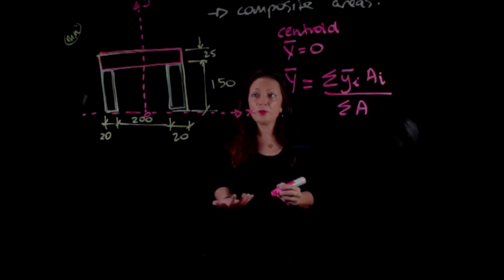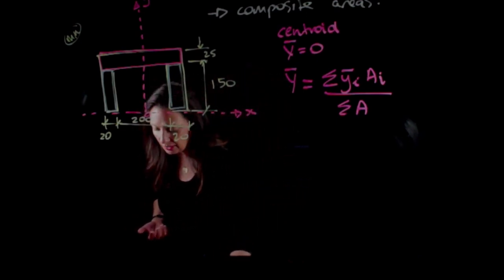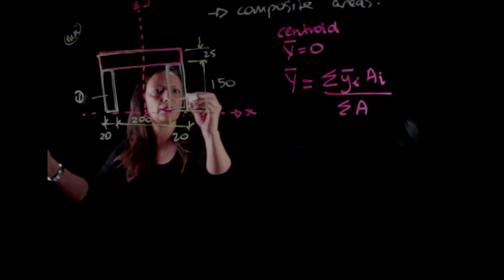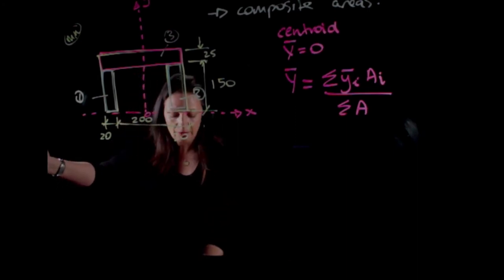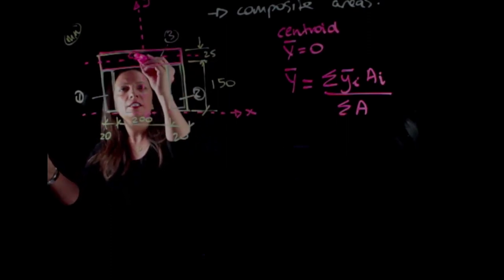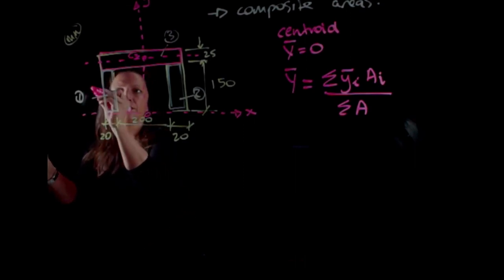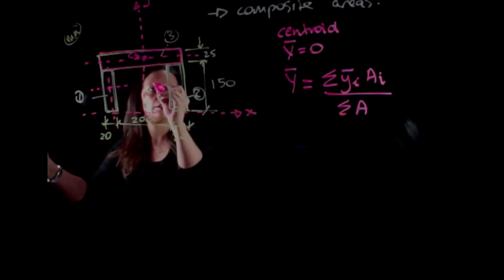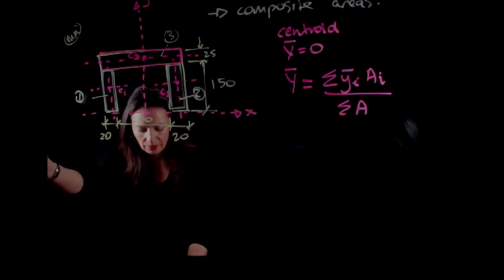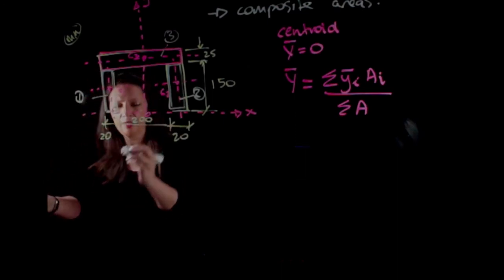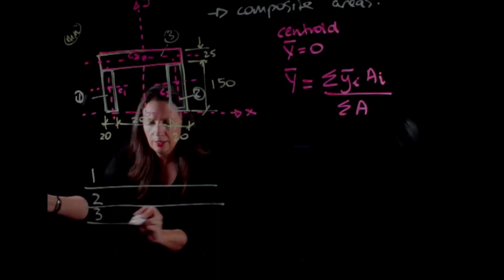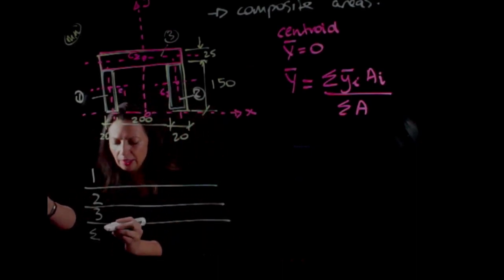And a really simple way to do this is to draw it up in a table. So I need to label this, so we can call this 1, 2, 3. So each rectangle or each area is going to have its own individual centroid center. That's going to be C1, and that's going to be C2. So let's draw a table. I'm going to have three parts, 1, 2, 3. And then finally, I'm going to have the sum, where I'm going to add them all up.